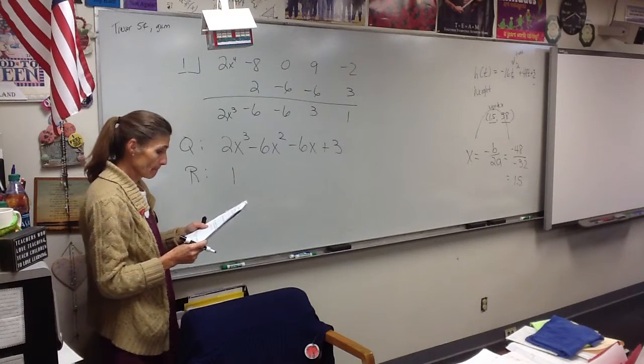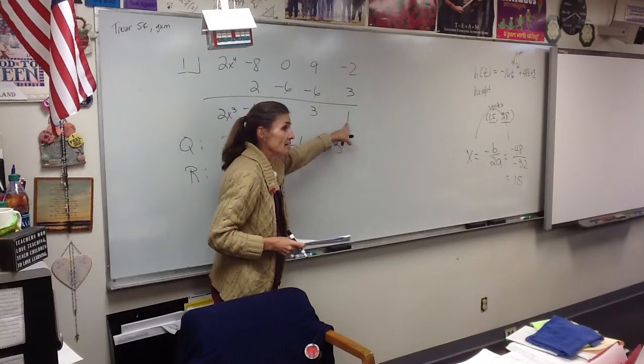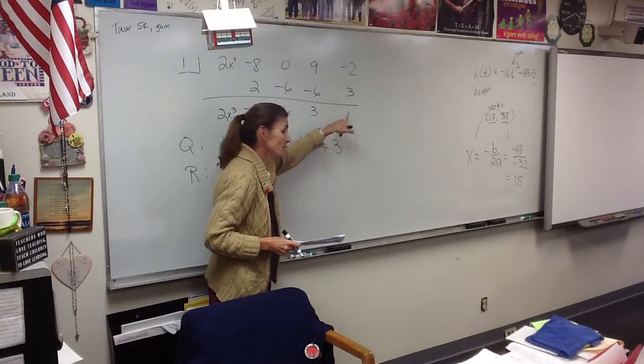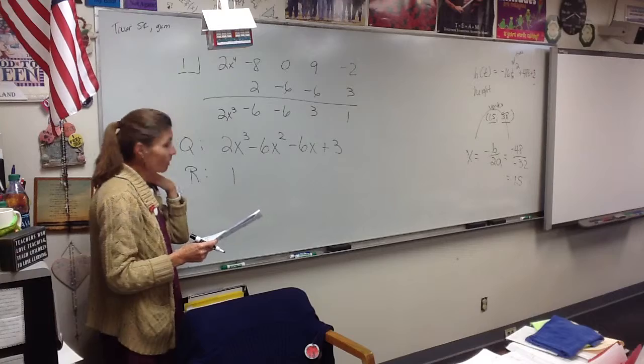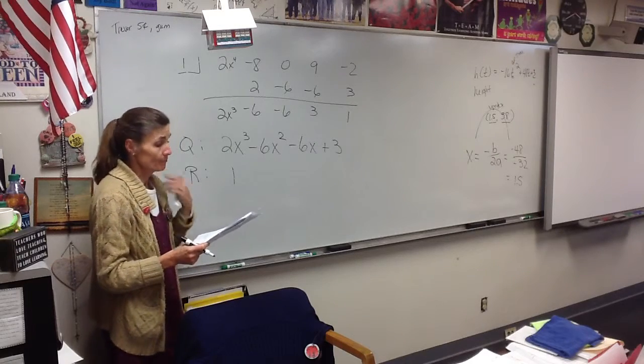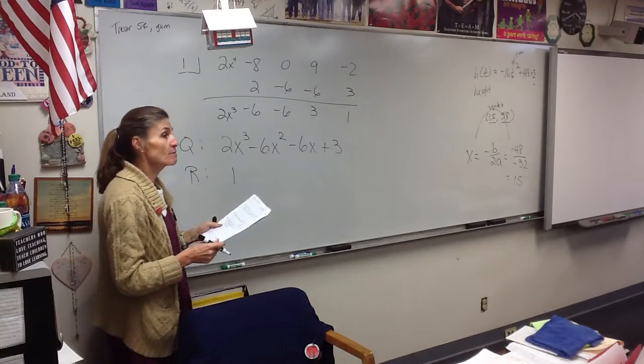Wait, how do you know the remainder? The number on the left, whatever's in that spot, is the remainder. It's not 1 over x. It can be 1 over x plus 1, that's fine. Actually, x minus 1.